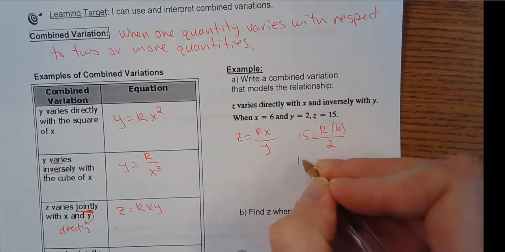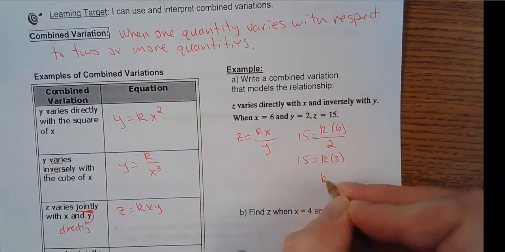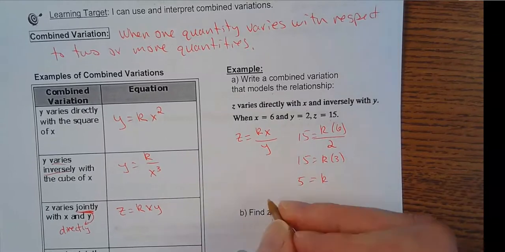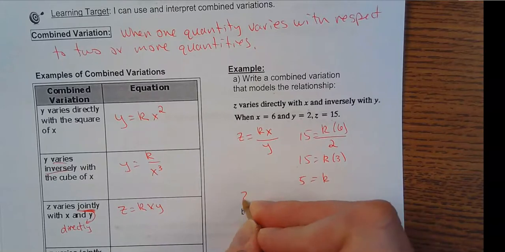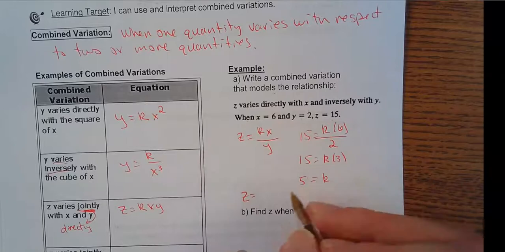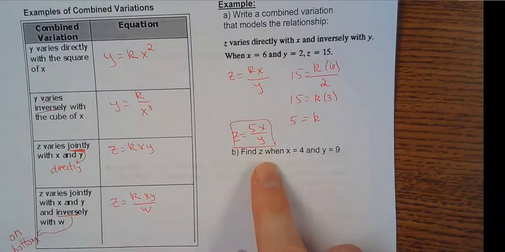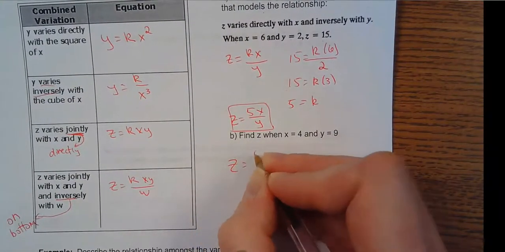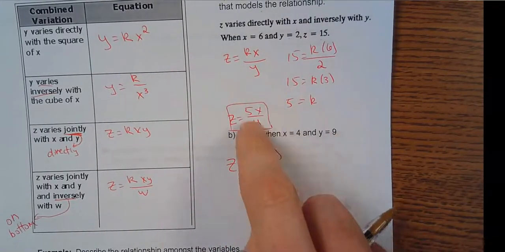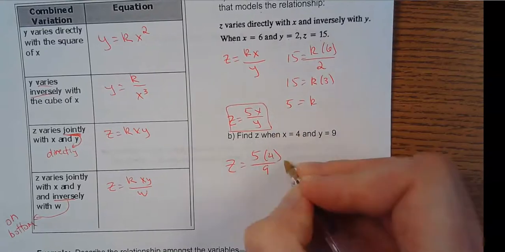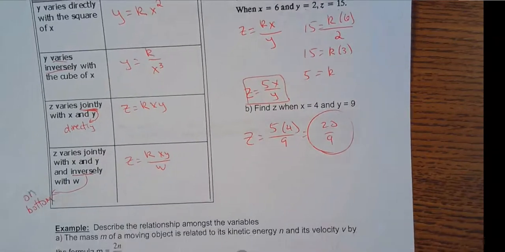And now solve. Well, first off, 6 divided by 2 would be 3, so this is k times 3. If I divide that 3 over, k equals 5. So my equation, my model, would be z equals, and I'm just going to rewrite this but plug the k in, 5 times x over y. Now, they want us to find z when x is 4 and y is 9. So plug those in for x and y, plug in 4 and 9. So this would be 20 divided by 9. And you could just leave it like that, 20 divided by 9.